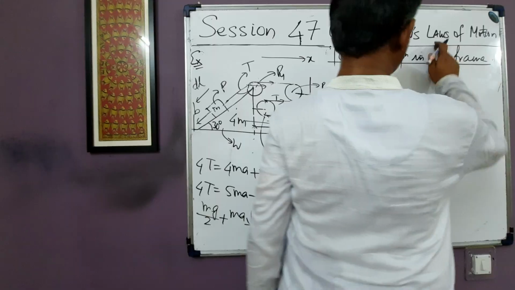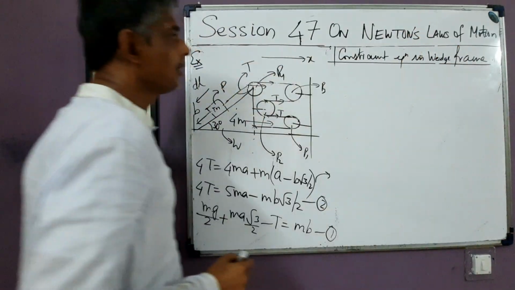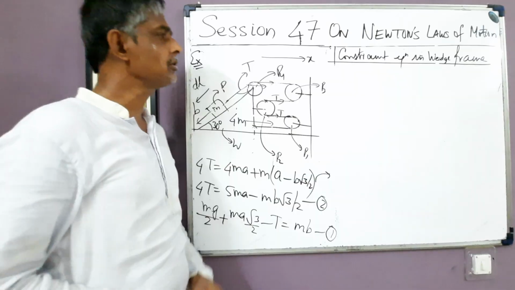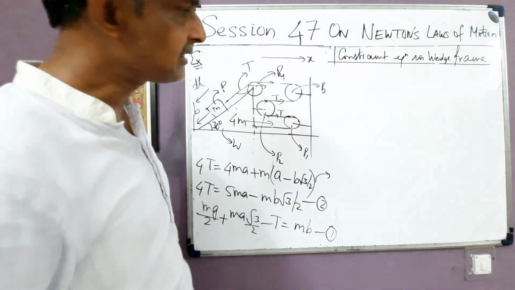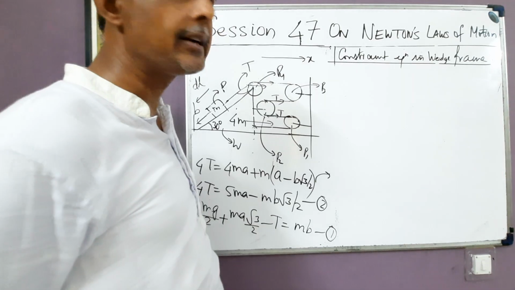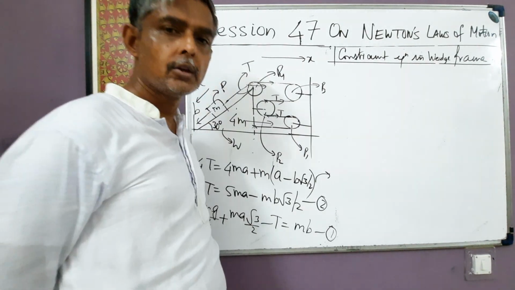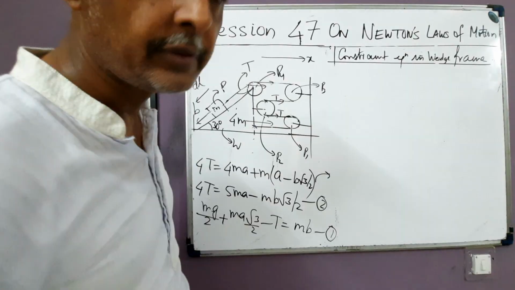So our constraint equation I write down in wedge frame. Now when I write down the constraint equation in wedge frame, the basic idea still remains the same. Total work done by string on all bodies in contact with it adds up to 0. And all work done has to be taken in wedge frame. So all displacements also have to be taken in wedge frame.